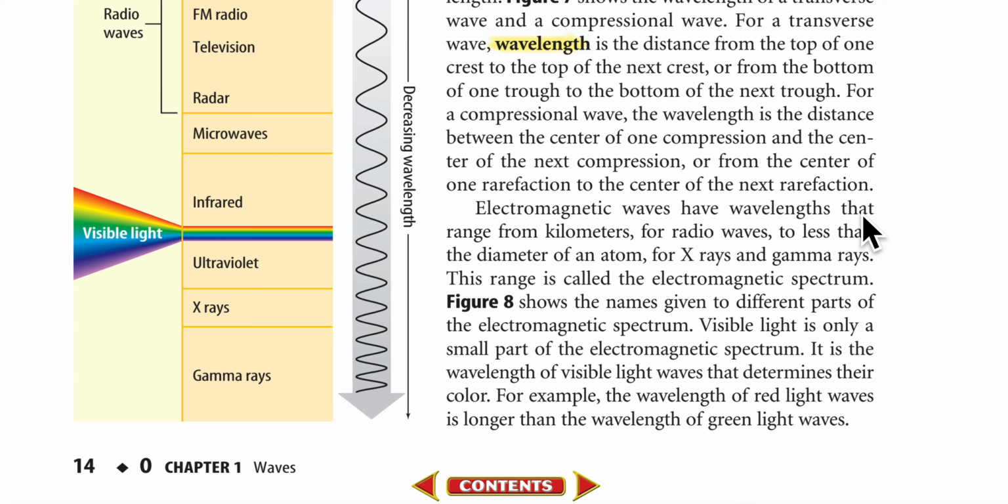Electromagnetic waves have wavelengths that range from kilometers for radio waves to less than the diameter of an atom for X-rays and gamma rays. This range is called the electromagnetic spectrum. Figure 8 shows the names given to different parts of the electromagnetic spectrum. Visible light is only a small part of the electromagnetic spectrum. It is the wavelength of visible light waves that determines their color. For example, the wavelength of red light waves is longer than the wavelength of green light waves.